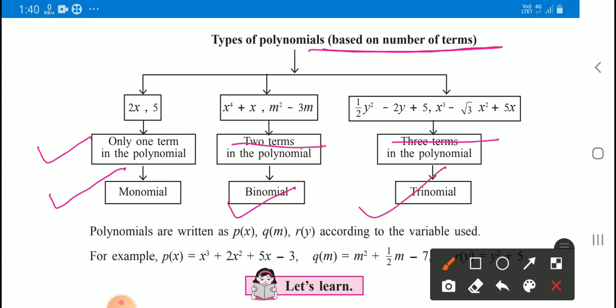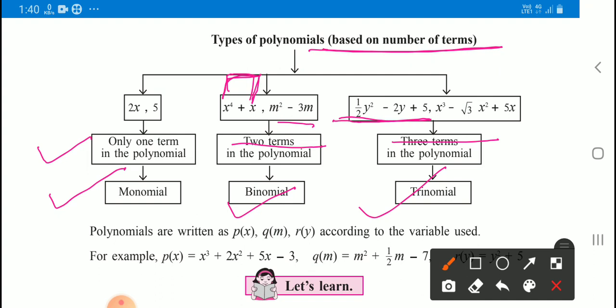Now look, here they have given the examples 2x and 5. Second example is x raised to 4 plus x. Here you can think that x's power is 4, but terms are 2 only. So this is a binomial. Second expression is m square minus 3m, that is also a binomial. Third expression they have given, that is 1 upon 2 y square. Here you can see 1 upon 2 is a coefficient of y square. So here the power of y is a whole number. So this is a polynomial.